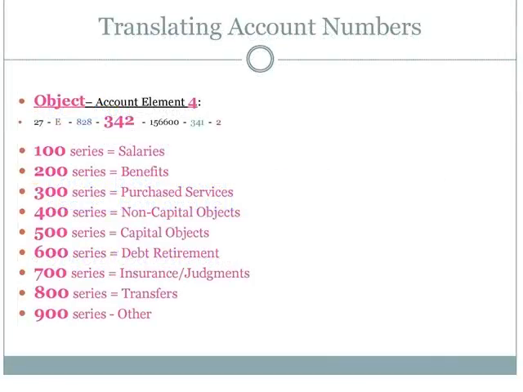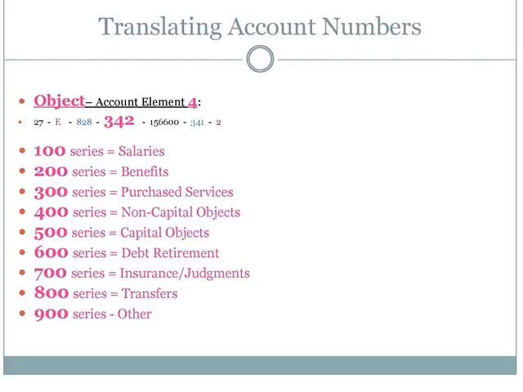The fourth element of the account number identifies the object. 100 series identifies salary, 200 series identifies benefits, 300 series identifies purchased services, 400 series identifies non-capital objects, the 500 series, capital objects, 600, debt retirement, 700, insurance and judgments, 800, transfers, 900, other miscellaneous items.